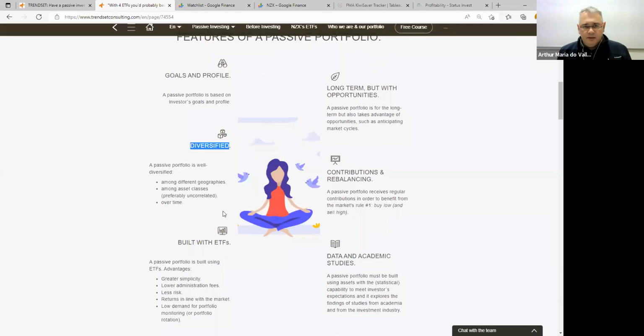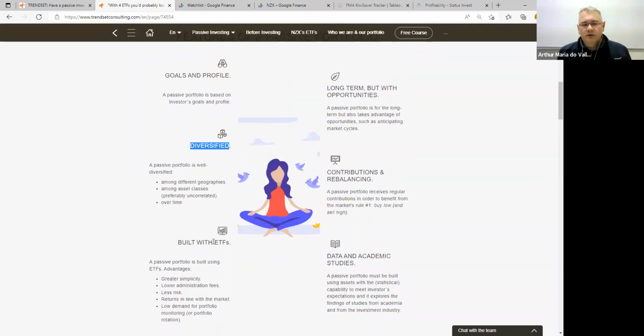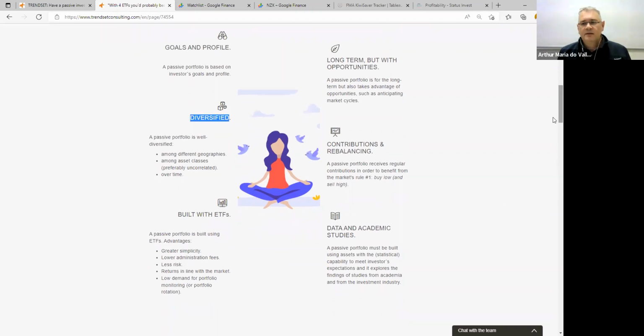What else? Normally, a passive portfolio is built with ETFs. If you never heard about that, ETFs are the same as a stock or a share in the stock market, but the difference is with a single investment, you buy more than one company. So as I said, the New Zealand 50 comprises 50 companies. So with a single investment, you can have shares of 50 different companies in New Zealand. So that is the local ETF.